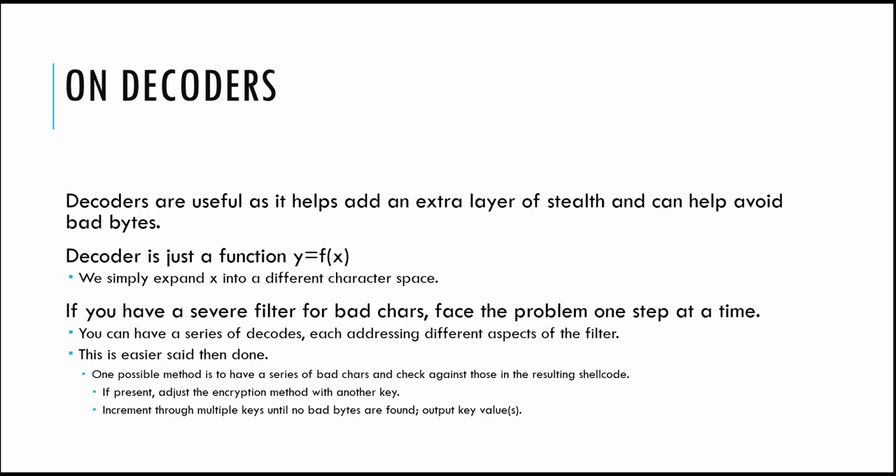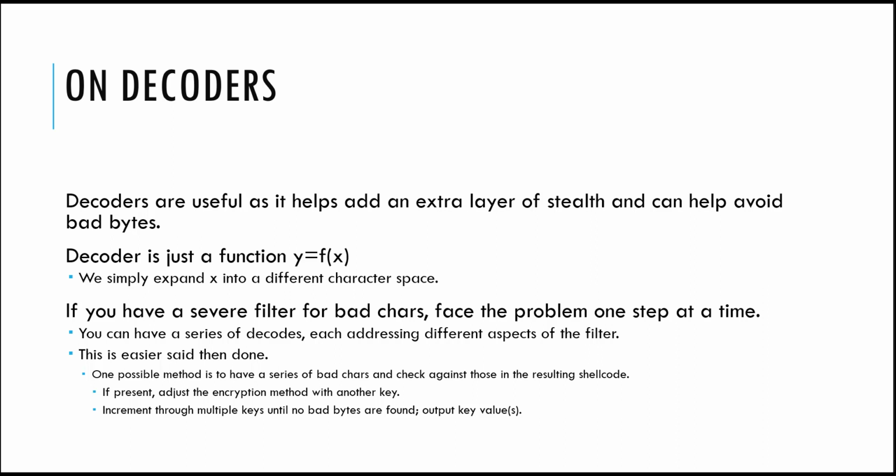But that's not really our main reason for doing that. The main reason that we make use of encryption techniques with shellcode is simply to avoid bad bytes, null bytes, or others that may exist. Thus, we can view a decoder as simply just being a function of sorts. We can expand our X into a different character space.